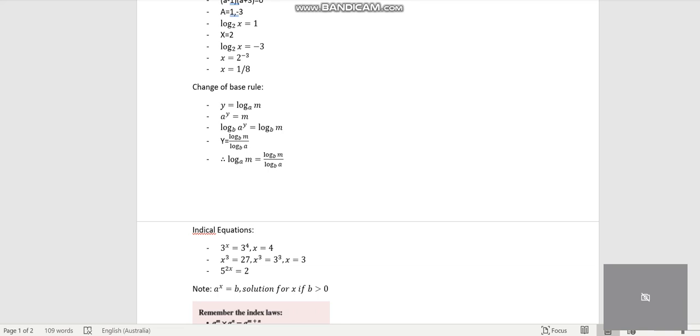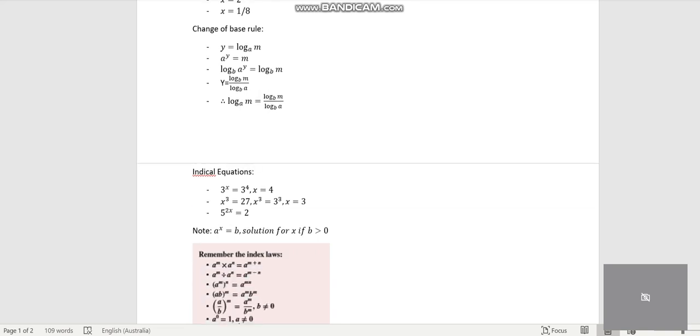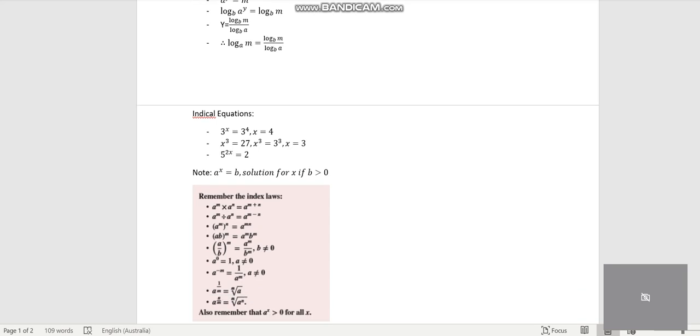So we'll quickly note that a to the x equals b, and solutions for x exist if b is greater than 0. These are the index laws that really should be assumed knowledge, right? So a to the m times a to the n, powers add, and when you divide them, the powers subtract. Powers raised to powers, they multiply. Then (ab) to the m becomes a to the m, b to the m.